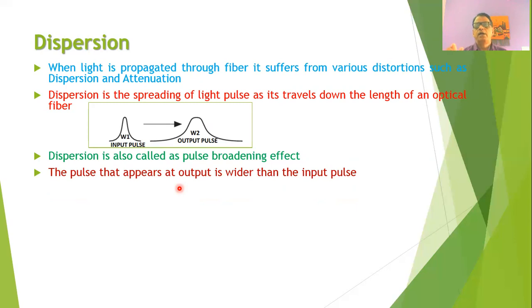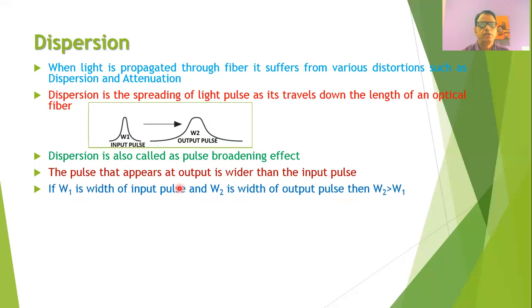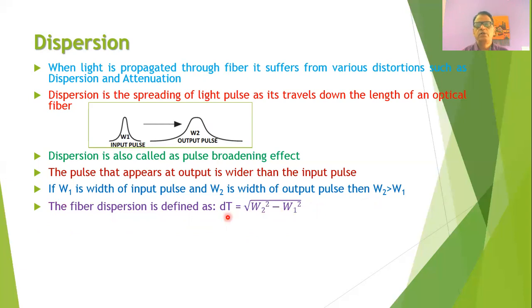The input pulse is many times short in width, but at the output we get a pulse of which the width is more than that of the input pulse. So if W1 is the width of the input pulse and W2 is the width of the output pulse, then due to dispersion, W2 is greater than W1. We can define the fiber dispersion as dt equal to the square root of W2 squared minus W1 squared.